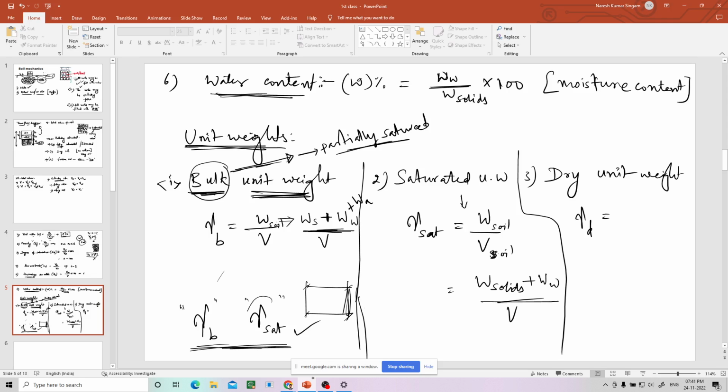So you are saying this gamma sat is less than. That means gamma B is greater. Okay, fine. Equal is fine. How can it be greater? Can you explain?